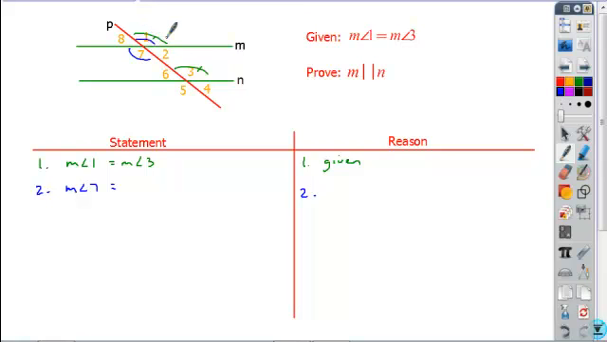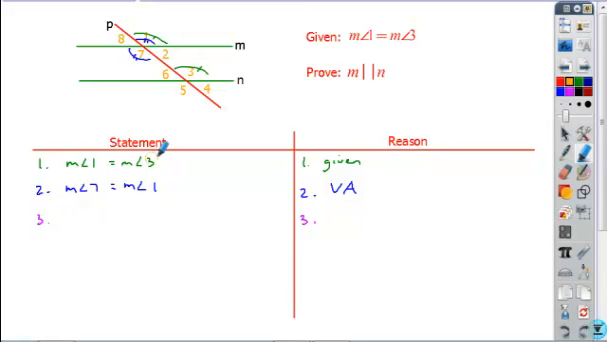What do we know about angles 1 and 7? They are equal because vertical angles are equal. Okay, so now we've introduced angle 7. So is there a way to relate angles 3 and 7?